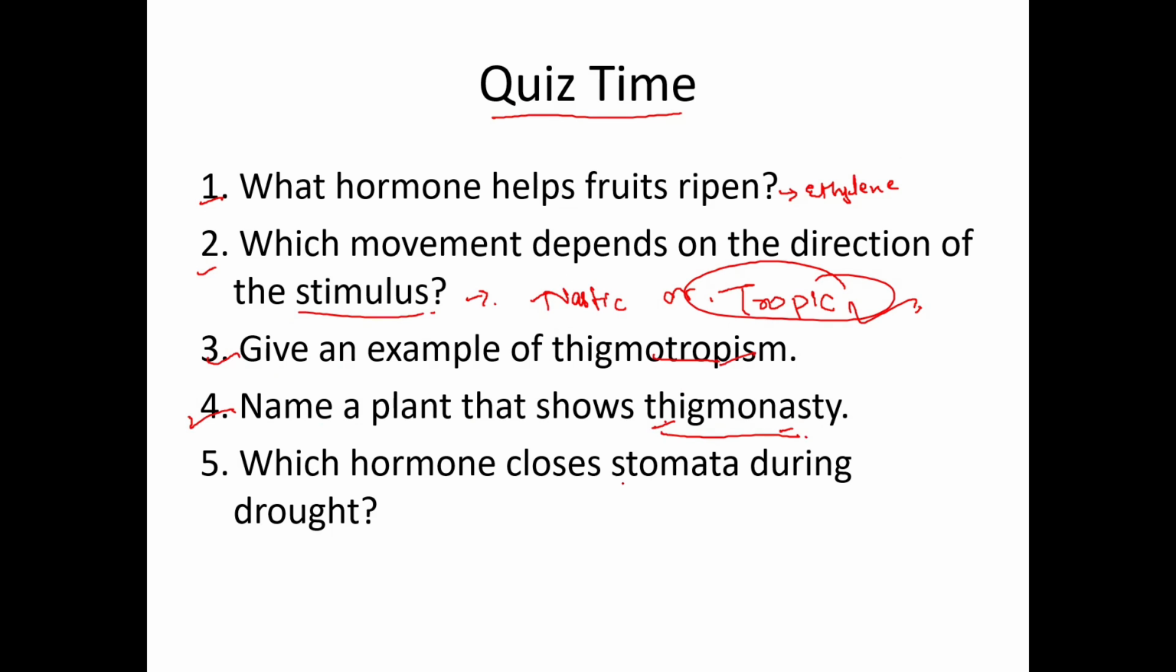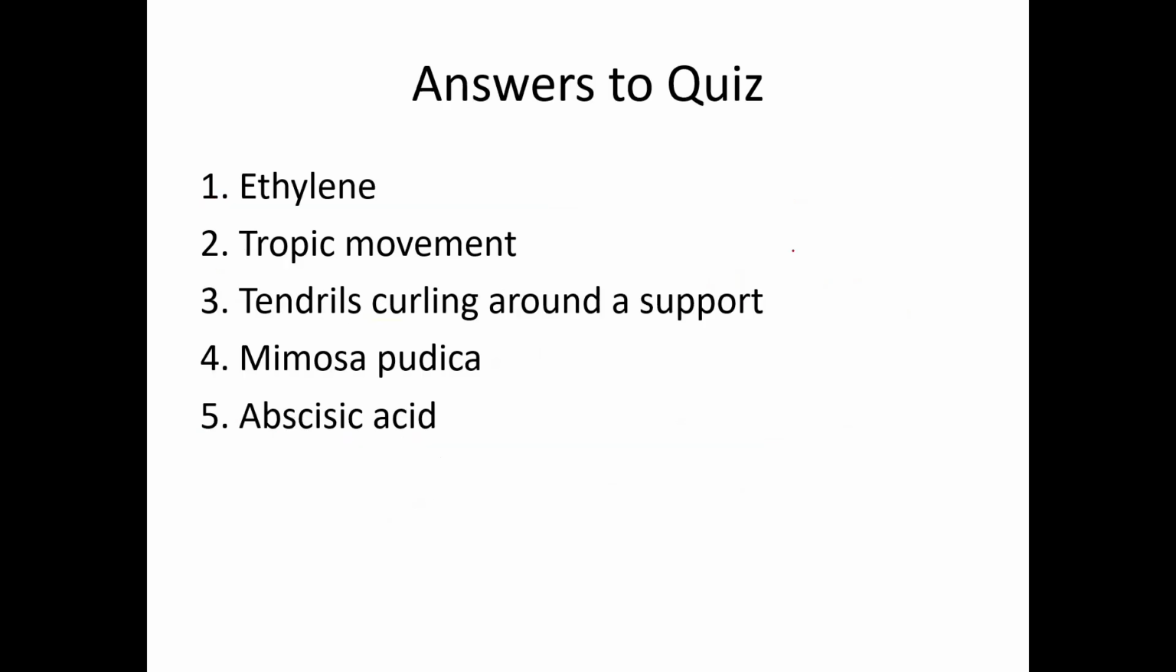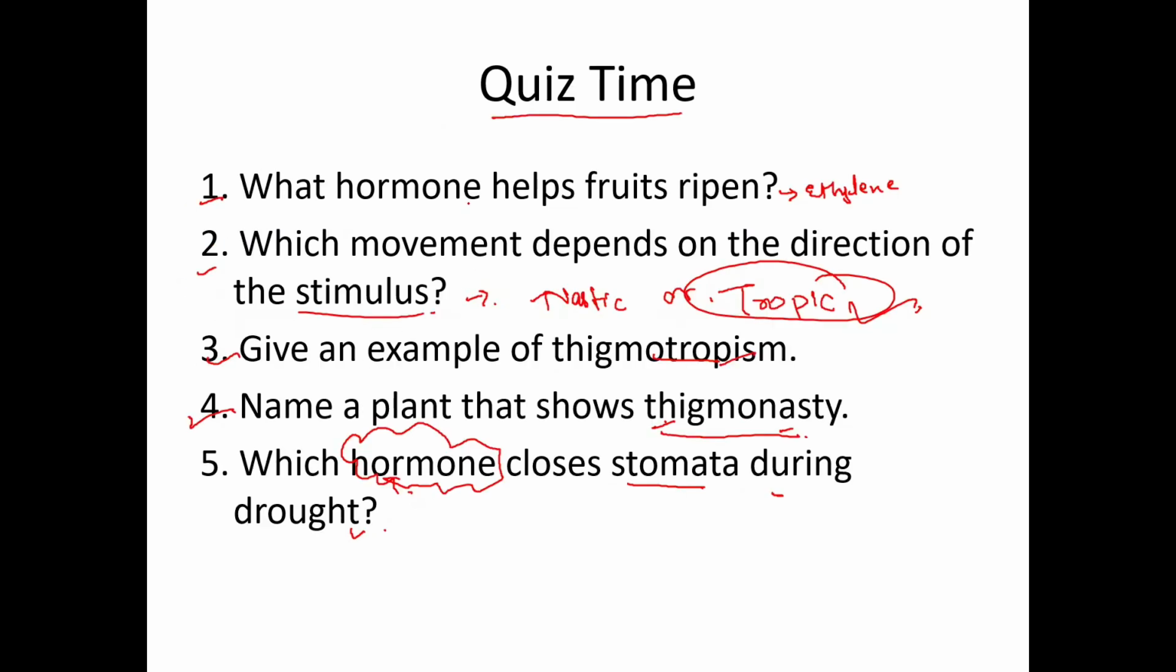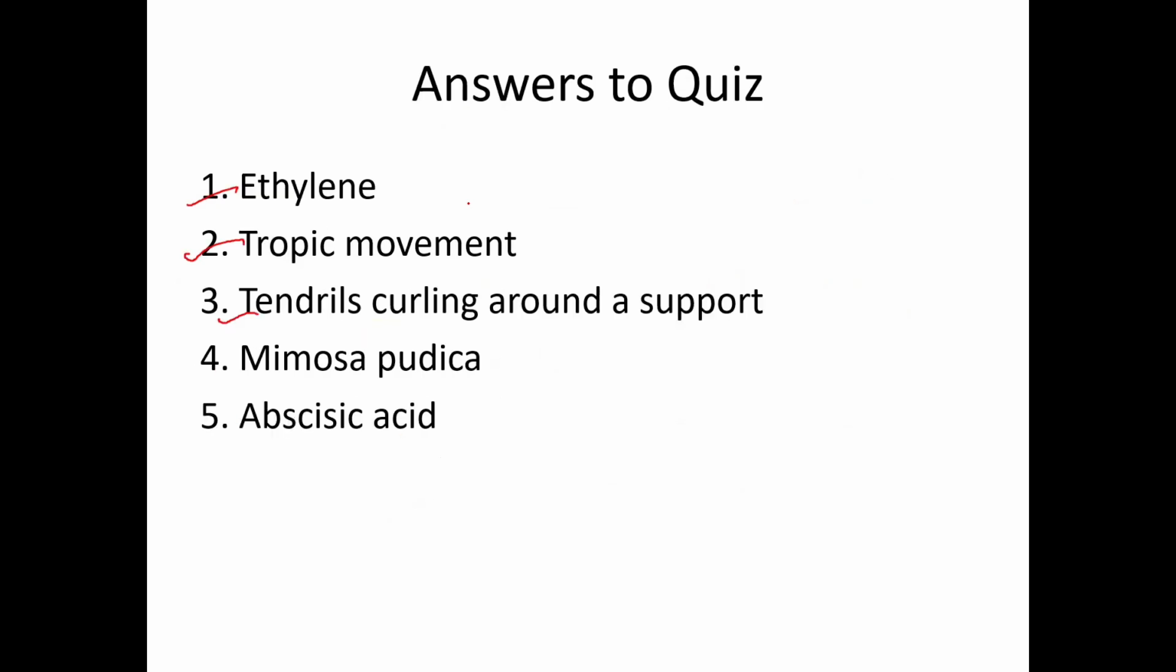Which hormone closes stomata during drought conditions? Which one is called the stress hormone? Abscisic acid. Let's check: ethylene; tropic movement, tendril for thigmotropism; thigmonasty, Mimosa pudica; abscisic acid.